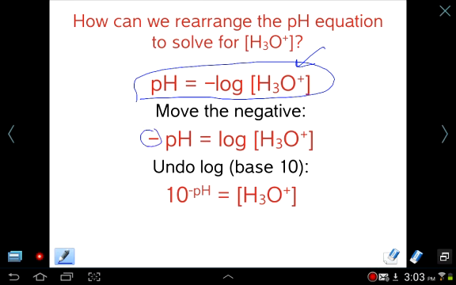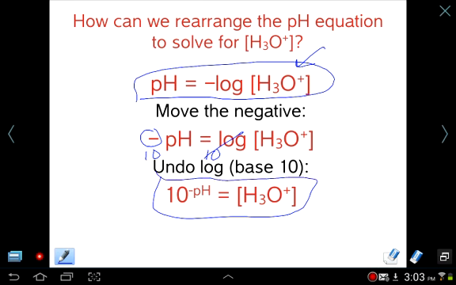And then to undo log in algebra, you raise both sides to the 10th. In order to undo logs, because this is log base 10, here's how you would do it. And this essentially cancels out. If you haven't seen this, then just go along with it. Just remember this equation. This is then the final equation.